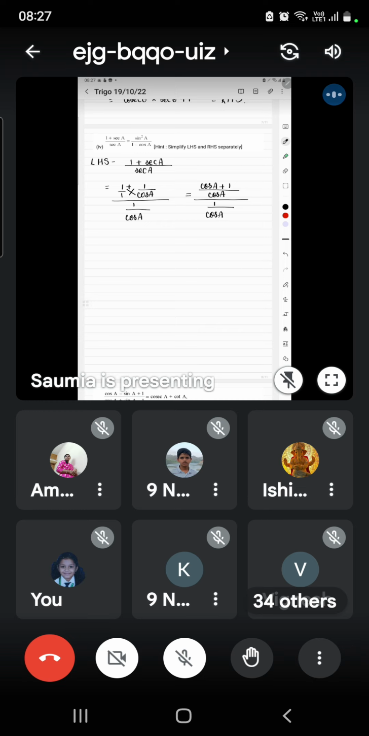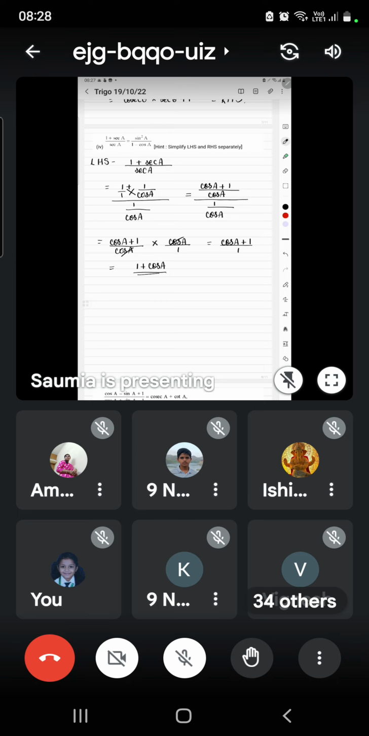Now I have two fractions, one at the top, one at the bottom. Whenever I have this, I replace it by multiplication. First one as it is, multiplication, reverse the second fraction. So cos A goes up, 1 comes down. Cancel cos A. So what do I get? Cos A plus 1 upon 1, which can be written as 1 plus cos A. Correct?